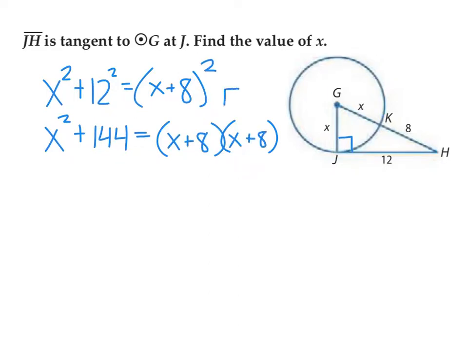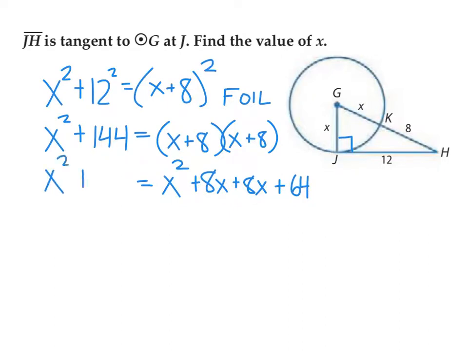To FOIL, you multiply the first term, the outside term, the inside term, and the last term. So first is x and x, giving us x squared. Then it's x and 8. If you multiply those, it's 8x. Inside, 8 times x, also 8x. And the last terms are 8 and 8, which is 64.